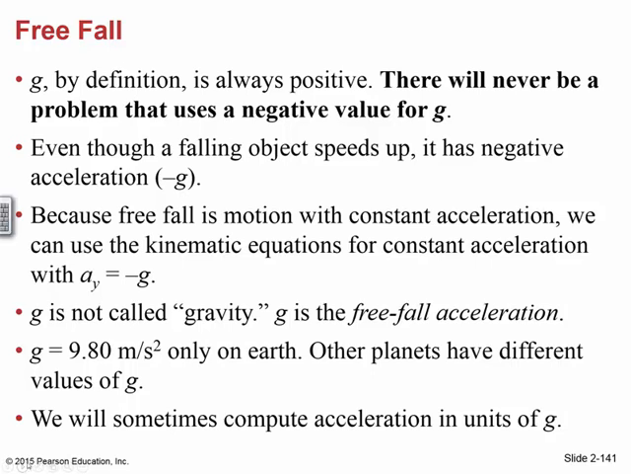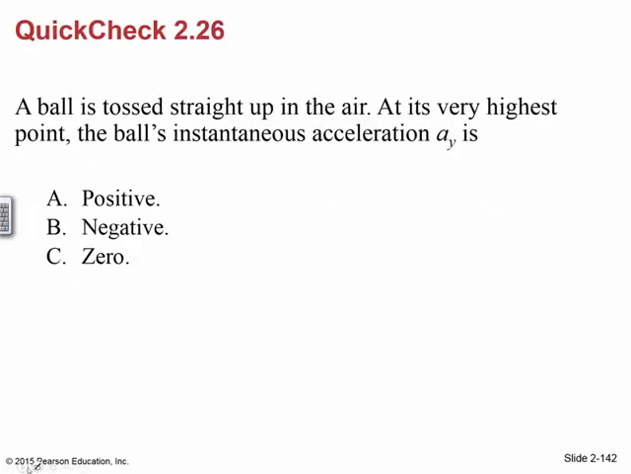Notice there will never be a problem that uses a negative value for g. By definition, it's always positive. Well, that's not always the case, okay? Because when you do a quadratic equation, if you're solving for time, then guess what? You have to remember that g is negative, okay? So I kind of disagree with what the authors say here. Because free fall is motion with constant acceleration, we use the kinematic equation for constant acceleration, where a_y is negative g, okay? So, again, let's not get too hung up on that, all right?